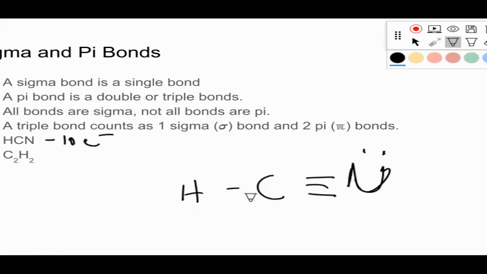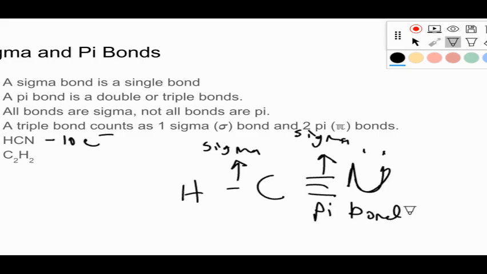So this here, because it's a single bond, is a sigma bond. We'll say that this is a sigma bond because it's the first of these 3 bonds. So we'll say this is the single bond. Then we will say that these 2 down here are pi bonds. So this is a pi bond and that is a pi bond.